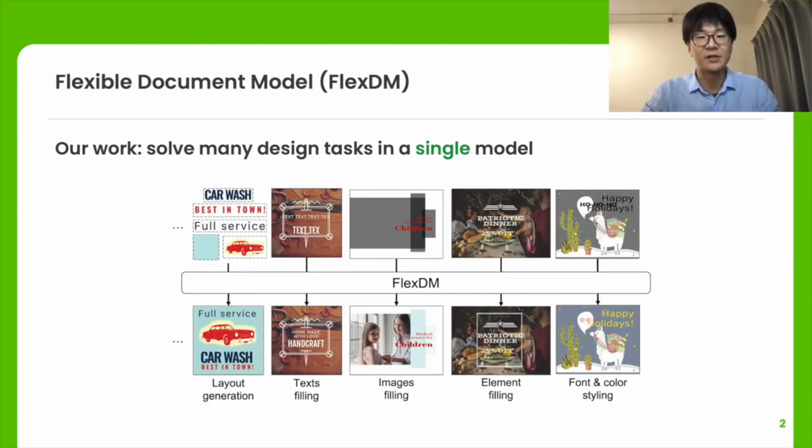Creative workflows for generating graphical documents involve complex and related tasks, such as aligning elements, retrieving appropriate images, or choosing aesthetically harmonious colors. In this work, we attempt at building a holistic model that can jointly solve many different design tasks. To do so, we propose FlexDM, which is short for Flexible Document Model.